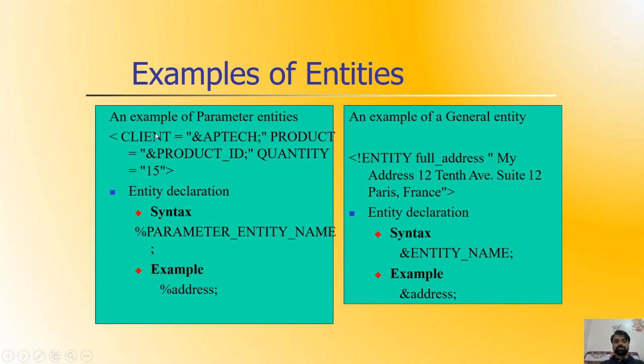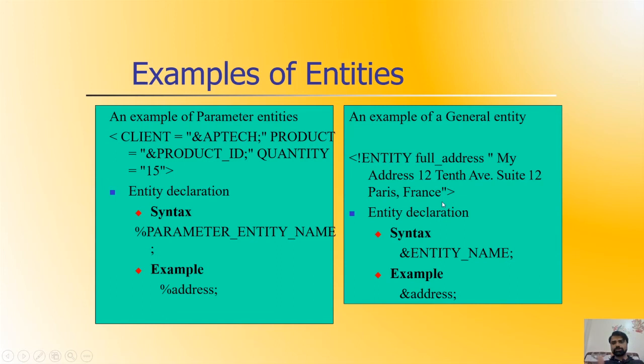So if it is a general entity, you can use client equals ampersand, the product equals product ID, and so on. That is an example. But the declaration should be the hash parameter entity name, and the example is, let's say, percentage address. Entity full address, whenever you use full address, it expands like that.